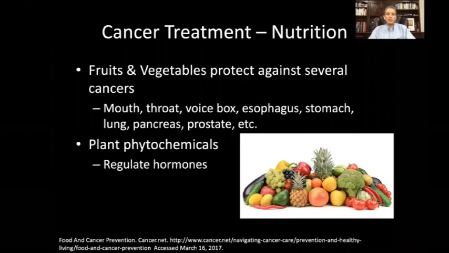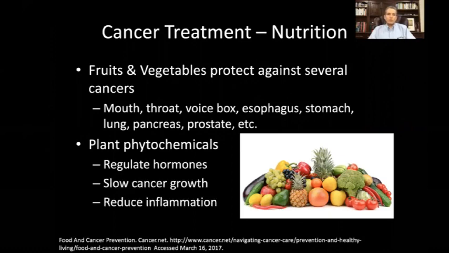So you have plant phytochemicals. Those phytochemicals also help to regulate hormones. And again, hormones play into cancer growth and so on. These phytochemicals can slow cancer growth, can reduce inflammation, and can reduce oxidative damage, all of those things that are known to be promoters of cancer and cancer growth. So fruits and vegetables, score, right?